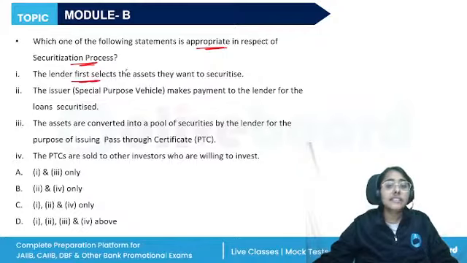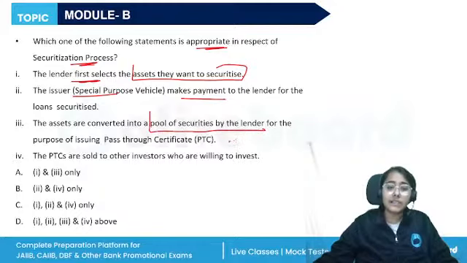Which of the following statements is appropriate in respect of the securitization process? The lender first selects the assets that they want to securitize. The issuer, who is a special purpose vehicle, makes payment to the lender. The assets are converted into a pool of securities by the lender for the purpose of issuing the pass through certificate, and the pass through certificates are sold to other investors.